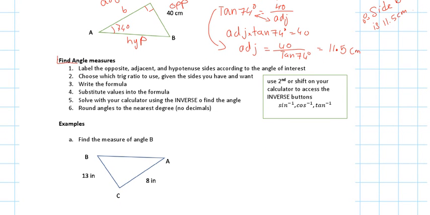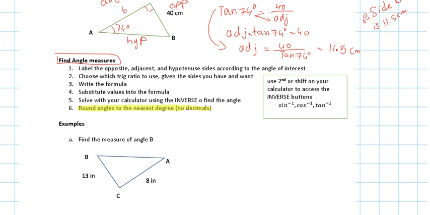The only difference here is that you round angles to the nearest degree. So with the angle answer, I do not want you to leave any decimals. I want the angle to the nearest degree. So if it's, let's say, 37.2, you leave it at 37 degrees. Here's the example.